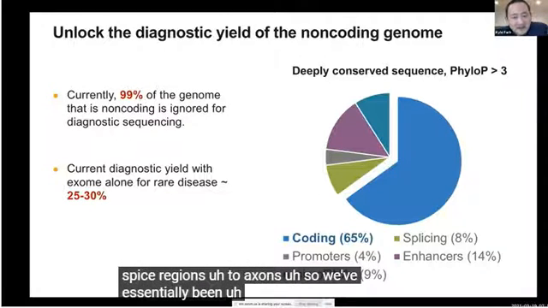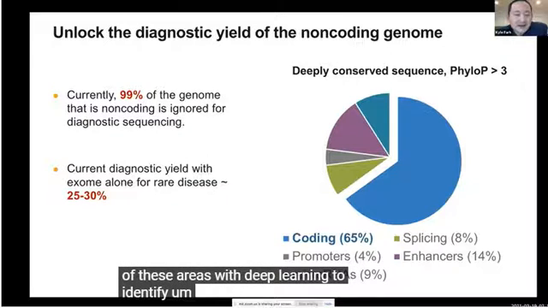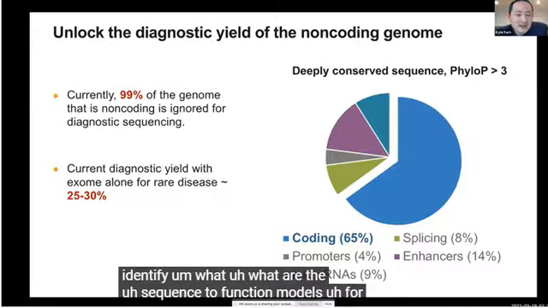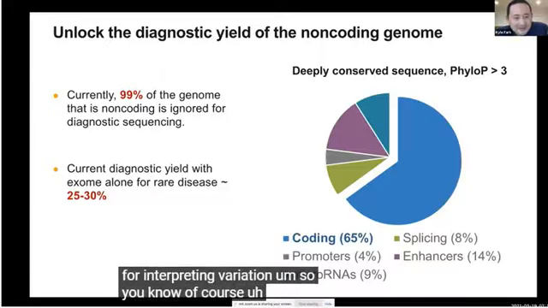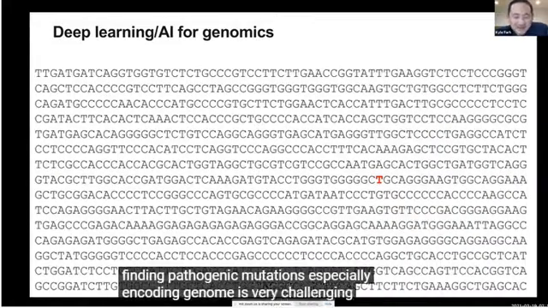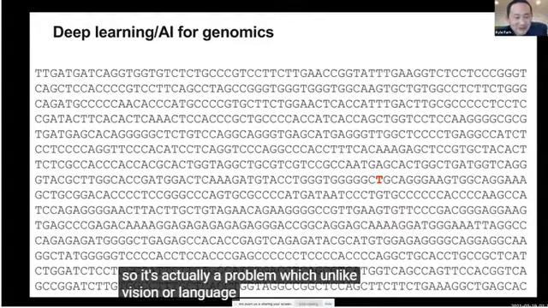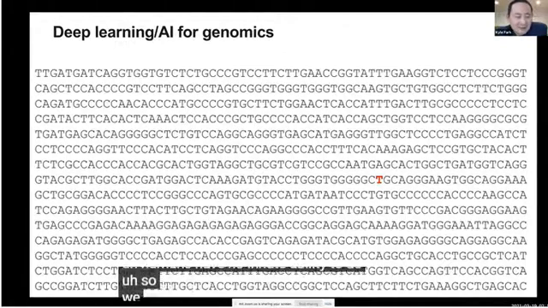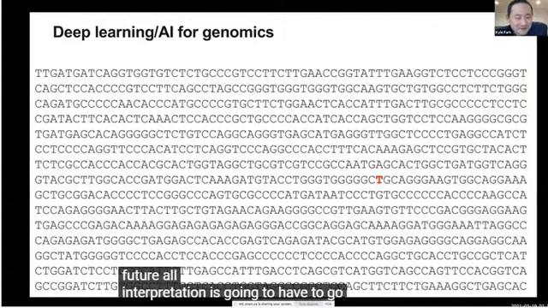So we've essentially been investigating each of these areas with deep learning to identify the sequence-to-function models for interpreting variation. Of course, finding pathogenic mutations, especially in the non-coding genome, is very challenging. A problem looks like this. It's a problem which, unlike vision or language, humans have no innate ability to do. So we believe that in the future, all interpretation is going to have to go through AI and deep learning.